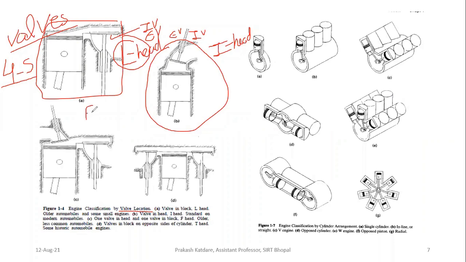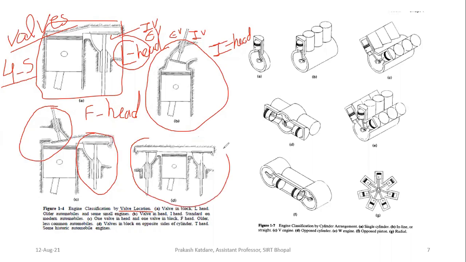Then we have one more, F-head. In F-head type of IC engine, one of the valves is located at the cylinder head. Another valve is located on the cylinder block. These were very old engines and not very common nowadays. Then we can have valves on opposite sides of the cylinder block. One is the inlet and one is the outlet or exhaust valve. This type of engine is known as T-head type of IC engine.